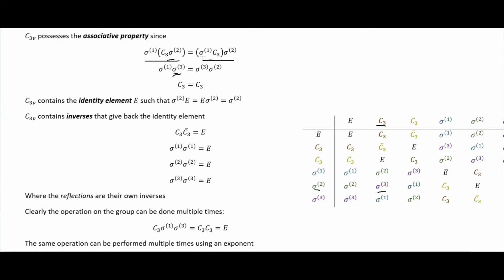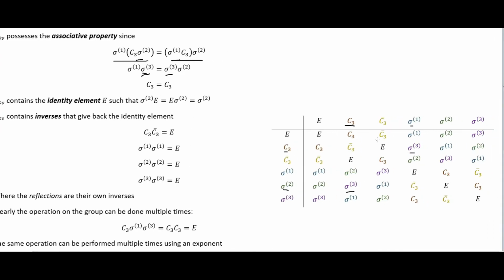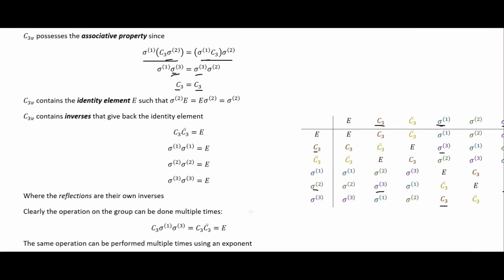So a sigma 1 on our C3. We have our sigma 1, then a C3 that gives us another sigma 3. So that ends up right there. And then if we take sigma 1 and act it on sigma 3, we get a C3. That's what we have here. If we take a sigma 3 and act it on our sigma 2, we get a C3. And so C3 equals C3. So that shows that it doesn't matter which of those 2 you put in the parentheses, you still end up getting the same thing.